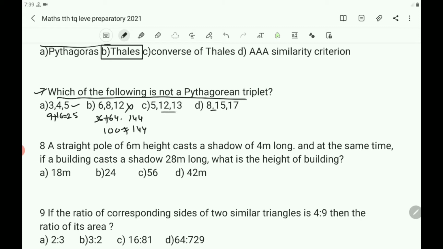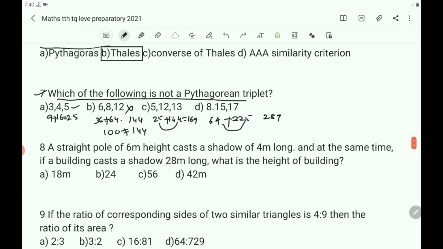And also you can observe the other two, but it is not required. 5 square is 25, 12 square is 144, 13 square is 169. Then the sum of these two is equal to this one. Here 8 square is 64, 15 square is 225 and 17 square is 289. The sum of these two is 289. Here also you will get it. So all these are, A, C and D are Pythagorean triplets.